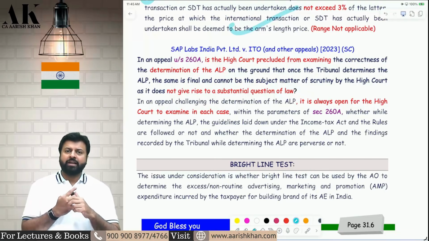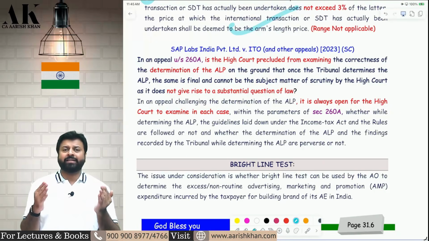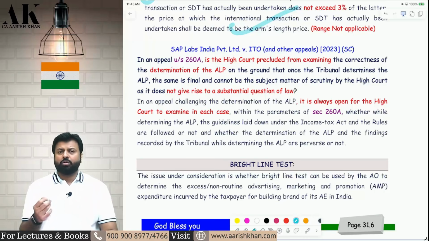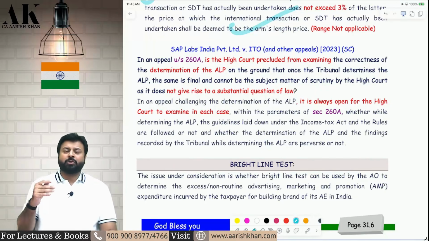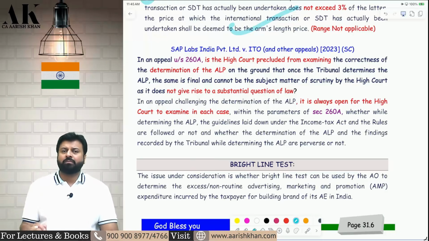See, generally we know, as we have done in the chapter of appeal in our classes, that ITAT is the last fact-finding authority. If you want to go beyond ITAT, there has to be a question of law. So now the question is whether the High Court has the power to determine the arm's length price, because determination of arm's length price is a question of fact. It's not a question of law. So here the Supreme Court has given a very beautiful judgment.